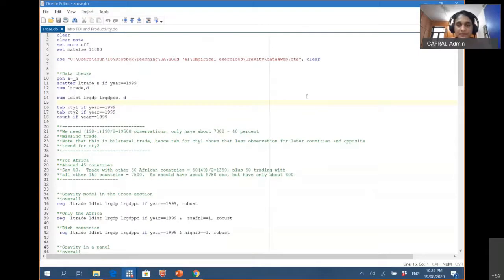Yeah. Okay. All right. So let's get to the data now. Can everyone see my screen clearly? Can you see the commands? I think so. I can see it. I guess everybody can as well.